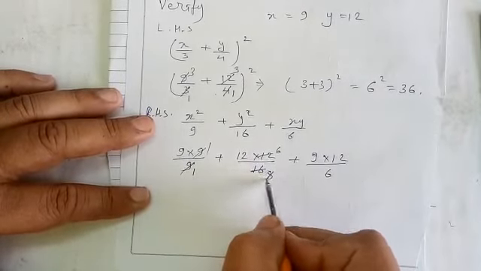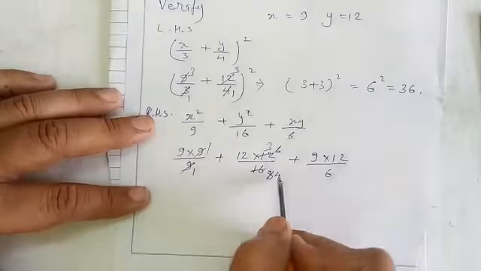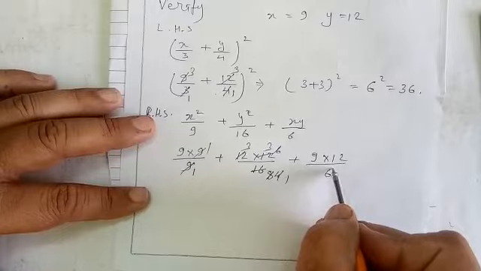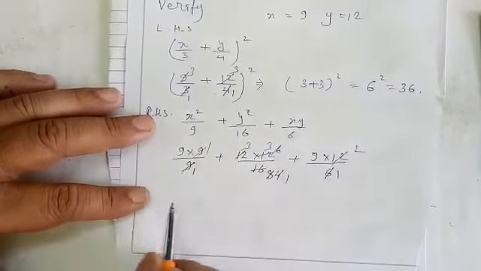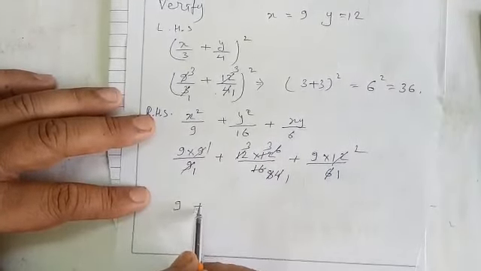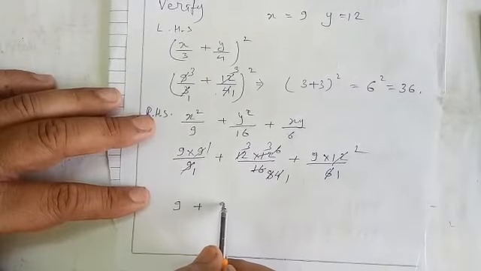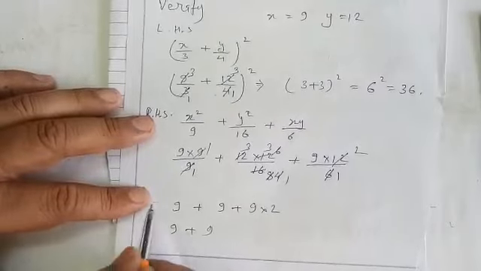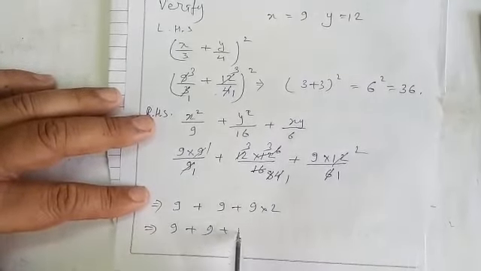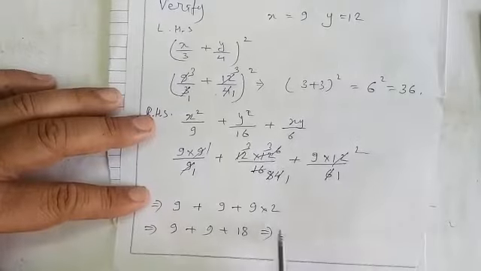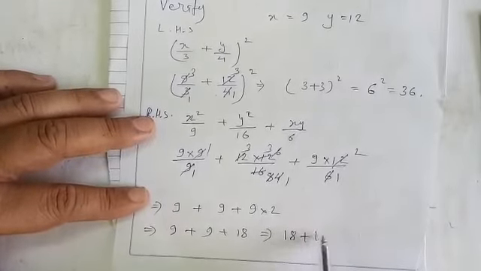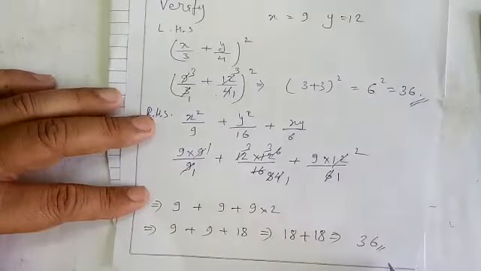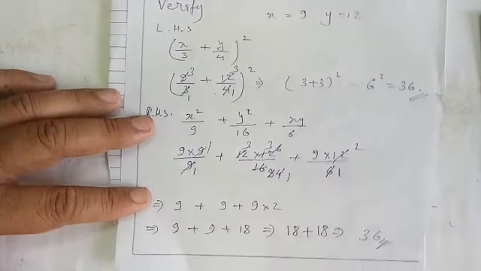Again you can cancel it. 2 4s are 8, 2 3s are 6. 4 1s are 4, 4 3s are 12. You can cancel it with the table of 6. 6 1s are 6, 6 2s are 12. What is left in the numerator? 9 plus the next number 3 into 3, 9, plus 9 into 2. That is 9 plus 9 plus 9 2s are 18. 9 plus 9, 18 plus 18. 18 plus 18 is 36. LHS is also 36. RHS is also 36. Is it clear?